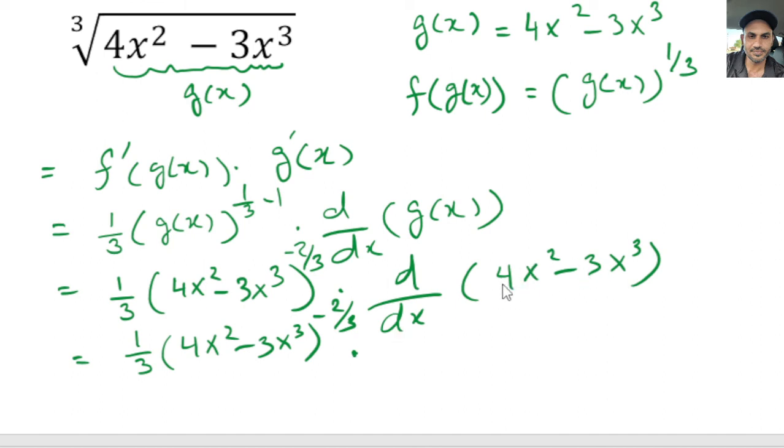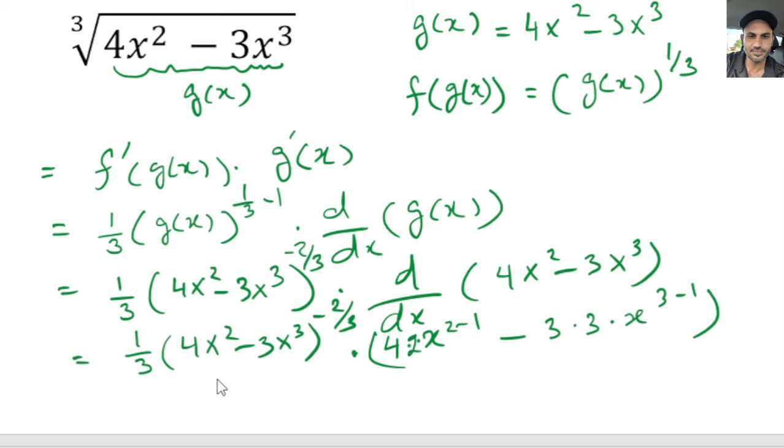The derivative of this first term, 4x squared, is going to be just 4 times x squared, and there's a 2 here, x to the 2 minus 1. Okay, when we apply the power rule here, this 2 becomes the coefficient multiplier, and then we subtract 1 from our exponent. And similarly, we're going to have 3 times, the 3 becomes the coefficient, and then we subtract 1 from our exponent.